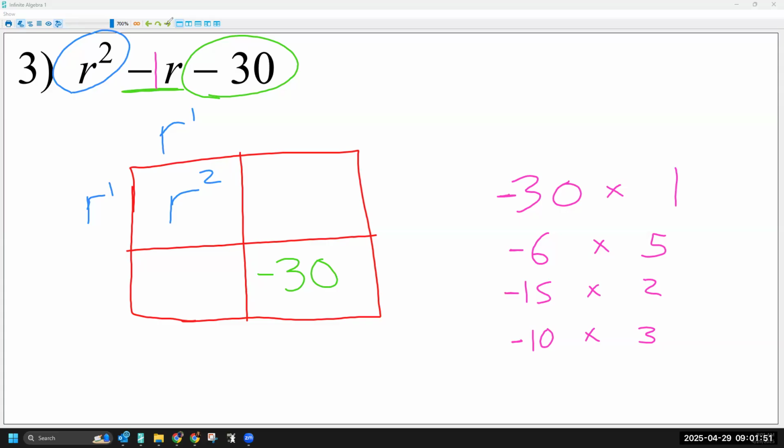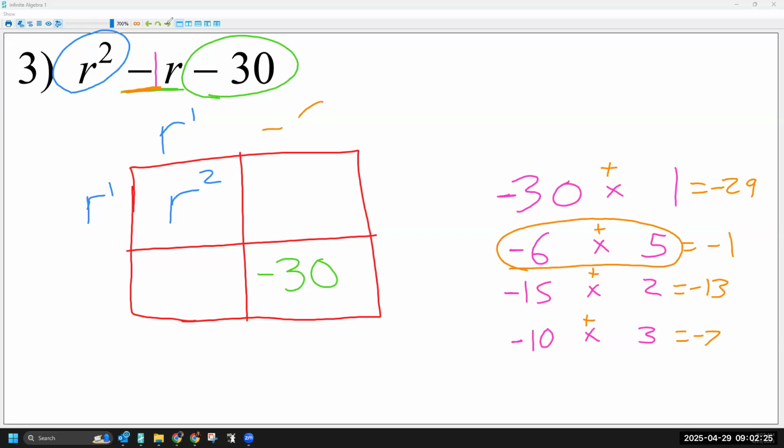Well, now I can just say, if I was to add those, negative 30 plus 1 makes negative 29. Negative 6 and 5 make negative 1. Negative 15 and 2 make negative 13. And negative 10 and 3 make negative 7. What number did I want to get? I wanted negative 1, so that means I need negative 6 and positive 5. I'll put a little plus on there. So negative 6, positive 5.